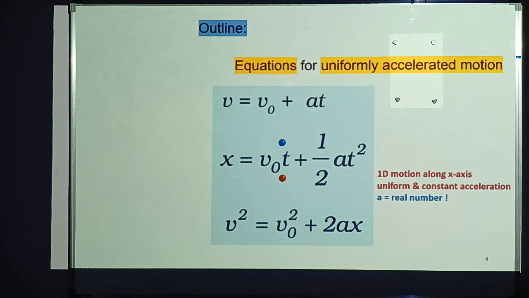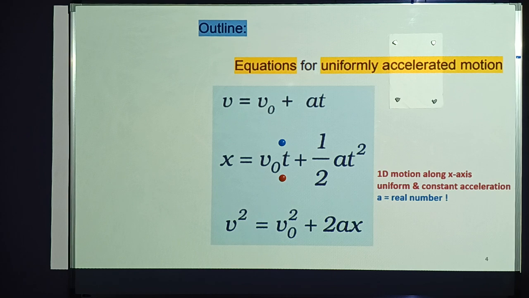In this video, I will discuss equations for uniformly accelerated motion. That is, acceleration is not changing with space and also time. The first equation of motion is the velocity v is the initial velocity v0 plus at, where a is the acceleration. Displacement x is the initial velocity into time plus half at square. This is motion along the x-axis. And then velocity square equal to the initial velocity square v0 square plus 2ax, where x is the displacement along the x-axis.